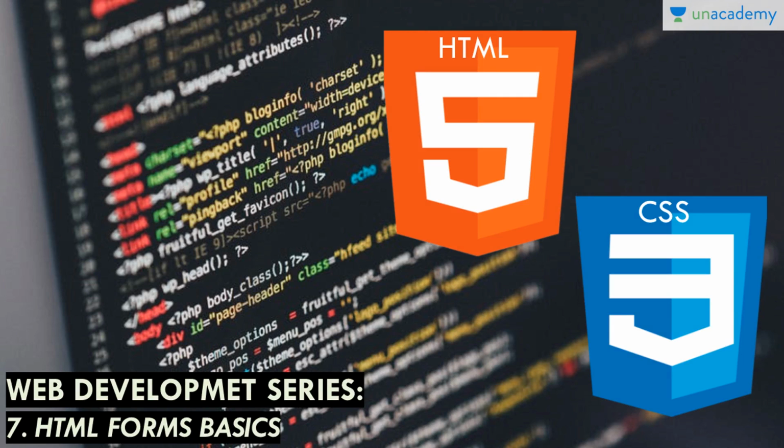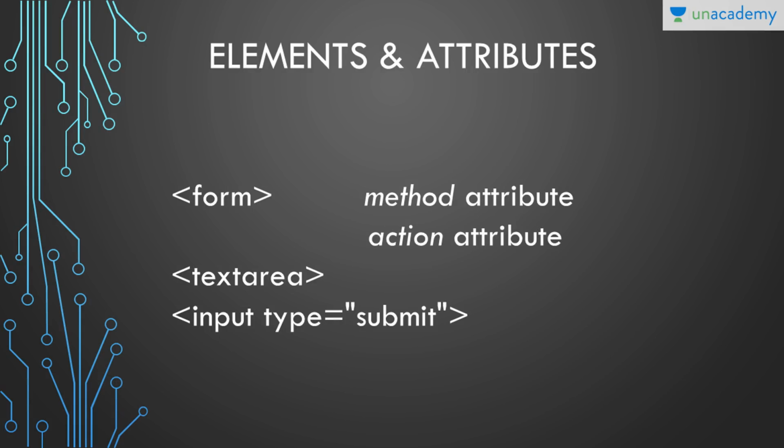This is the 7th video in our web development series, and in this video we are going to learn about HTML forms. These are the elements and attributes that we are going to look at. First of all, we'll see the form element. After that, we will see the textarea and also the input type submit. We are also going to see two main attributes of our form element, that is the method attribute and the action attribute.